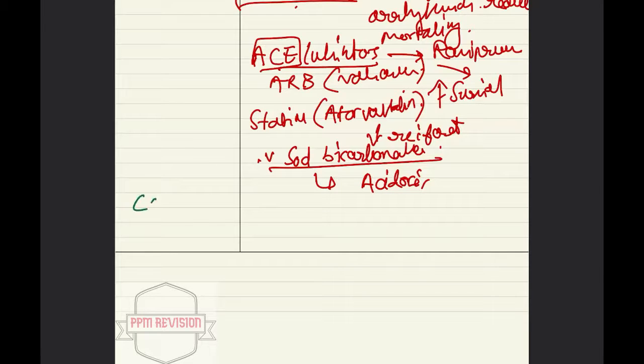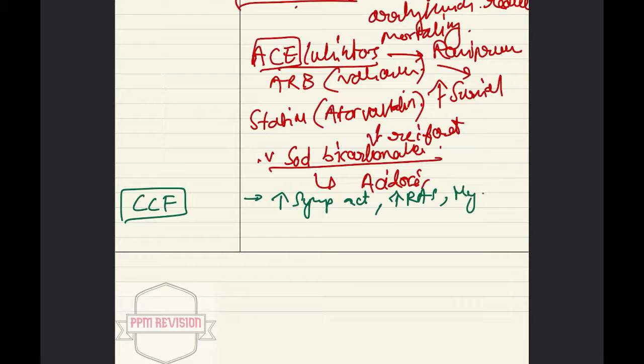Next, we'll be looking at drugs in CCF, what is used. Coming to CCF, firstly we need to know the compensatory mechanisms of how the heart functions. To maintain the CO, that is the cardiac output, these things are carried out: increase in sympathetic activity, increase in the renin-angiotensin system, as well as myocardial hypertrophy and remodeling. These are the important points.